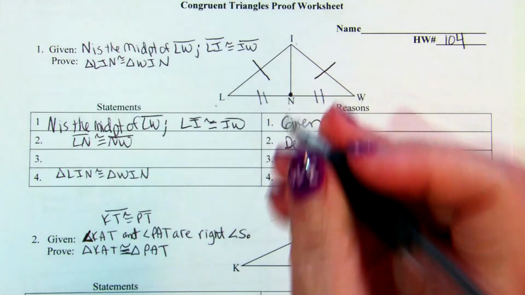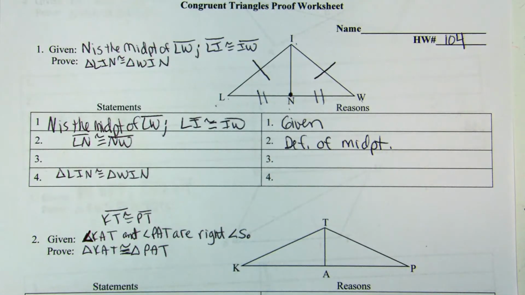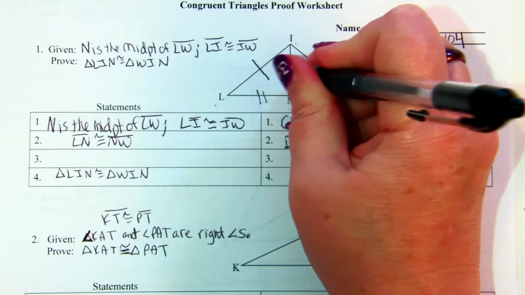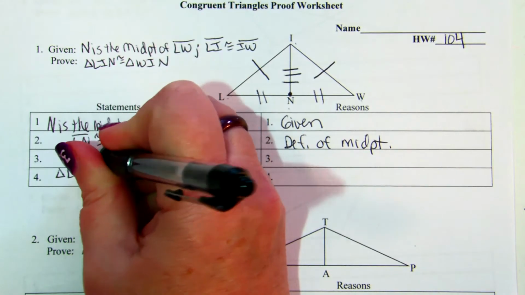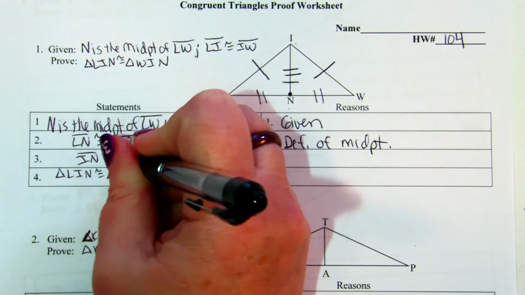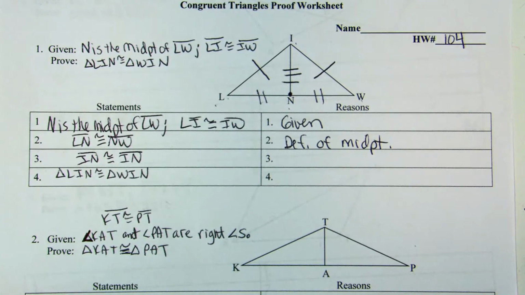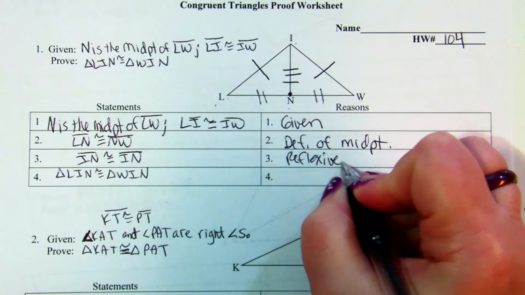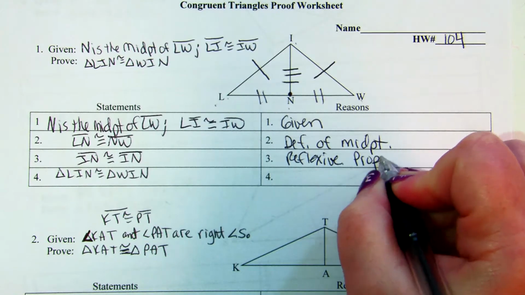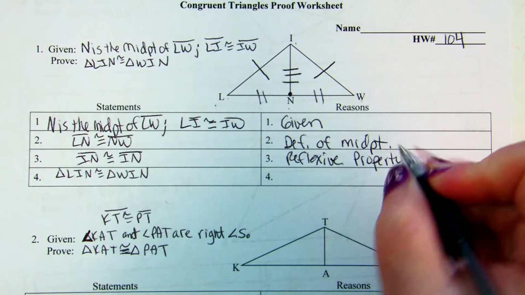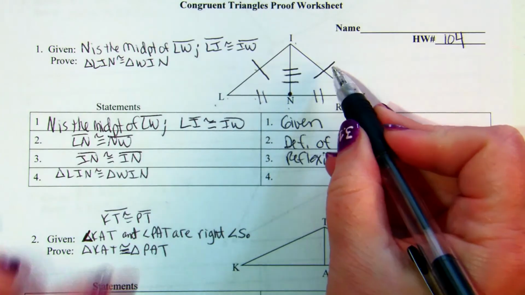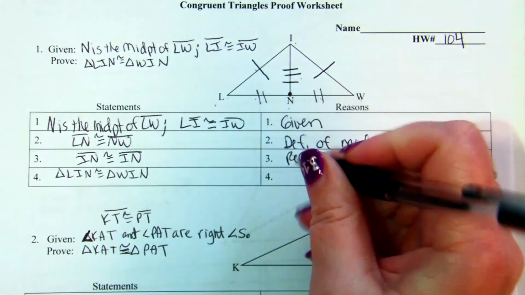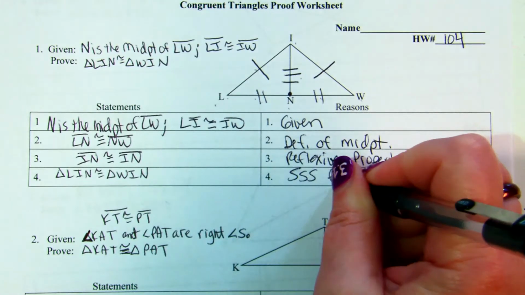So these are, and then we need one more side. So what other side can we mark so that the triangles be congruent? We can mark IN. IN is congruent to IN. And what would be the reason for that? Reflexive property. And now what method is it for them to be congruent? Side, side, side postulate.